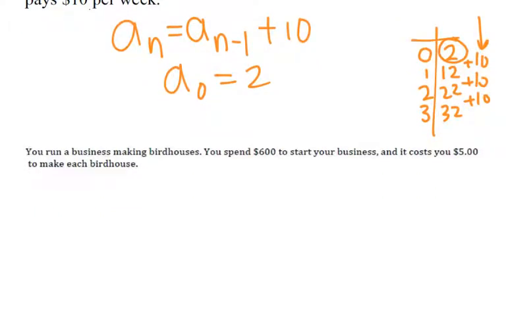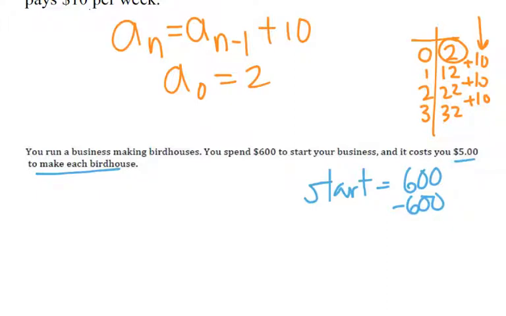You run a business making birdhouses. You spend $600 to start your business, and it costs you $5 to make each birdhouse. Okay. So we started out by spending $600, right? Now you could put 600 or you could put negative 600 if you're saying, well, it's already spent, so it's negative. Okay, and how's it growing? Well, every time we make a birdhouse, it's going to cost us $5. Okay, so we're just simply talking about the cost. So our common difference would be $5, or if we're thinking money in the hole, negative 5.